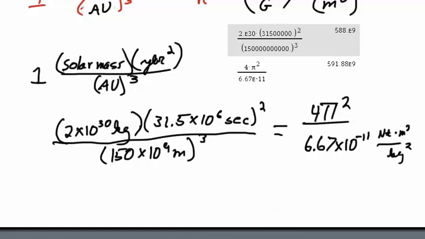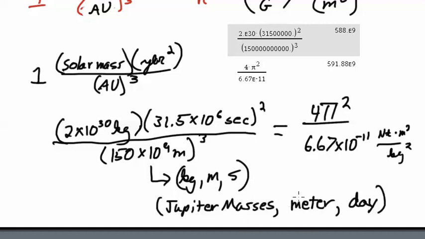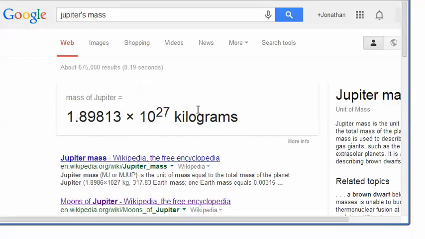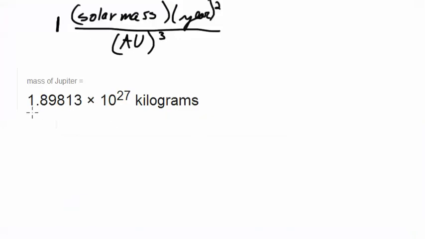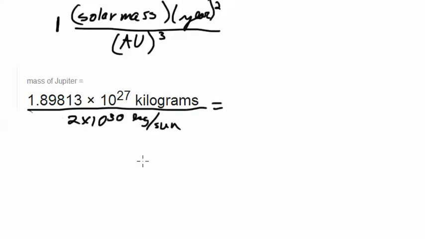But now I would like to create a challenge problem for this. What I just did was convert it to a kilogram, meter, second equation. What I want to do now is convert it into a Jupiter masses, meters, and days equation. Jupiter's mass is 1.89 times 10 to the 27th kilograms. I'm going to take that divided by about 2 times 10 to the 30th kilograms per sun. But I don't want to put the mass of Jupiter in here. I want to put the mass of the sun in Jupiter masses. So I want the reciprocal of this.